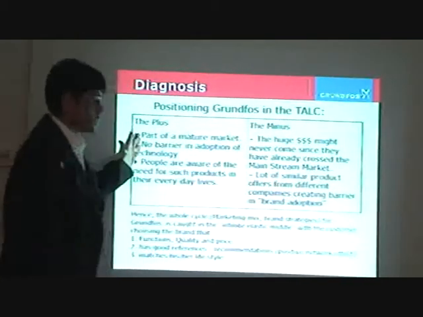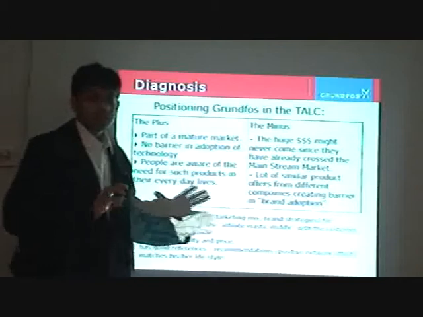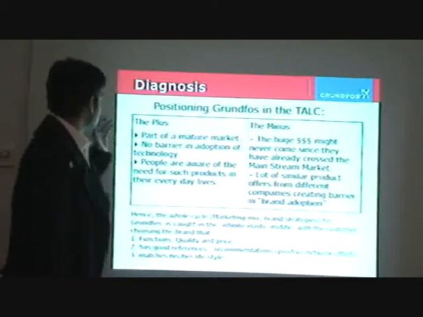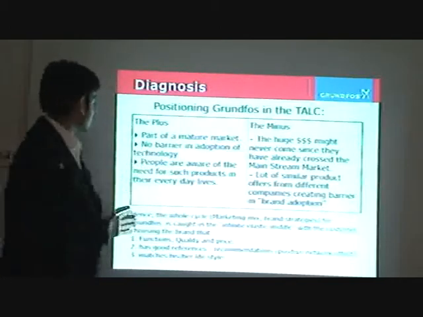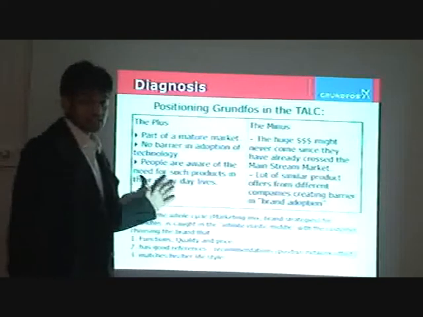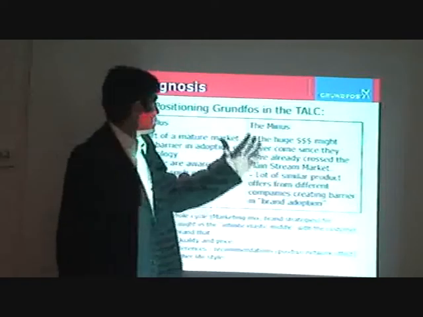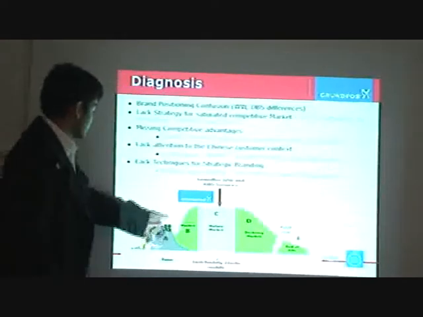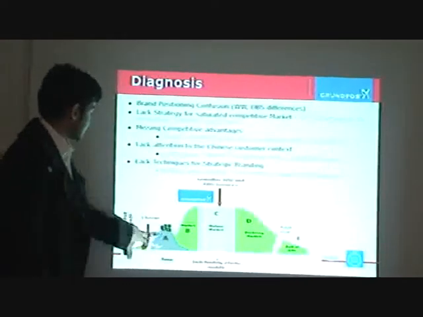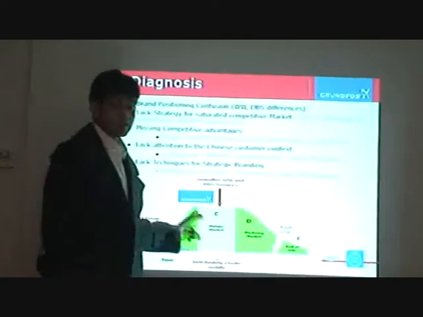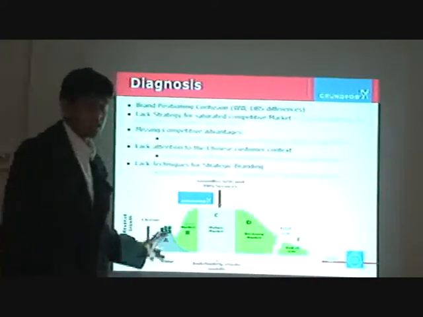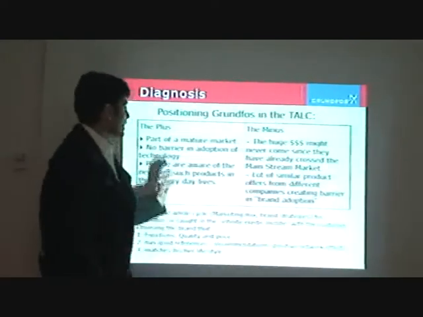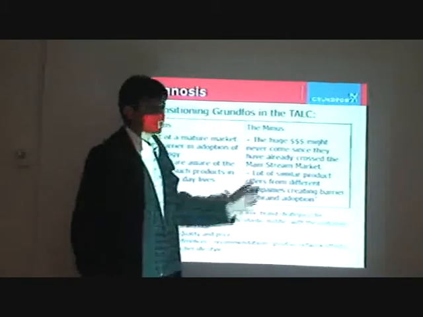So what's the plus in the infinitely elastic middle? It is part of a mature market, which means there are a lot of different players offering similar or complementary services. There is no barrier in adoption of technology, and people are aware of the need for such products. But what's the minus? The huge dollars, as I said, have been missed, because Grundfos is right here and the money is right here, which means they have crossed the chasm, but they have still not got a huge market share, nor have they hit huge money. And the market is saturated with different players.